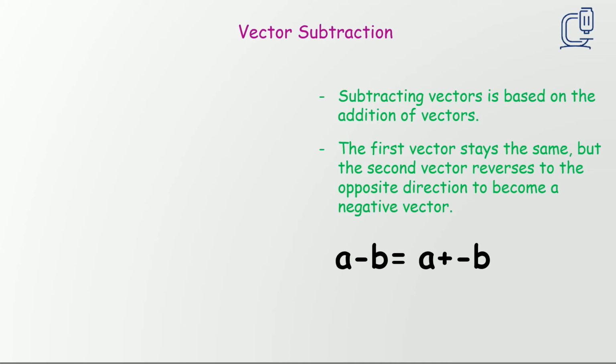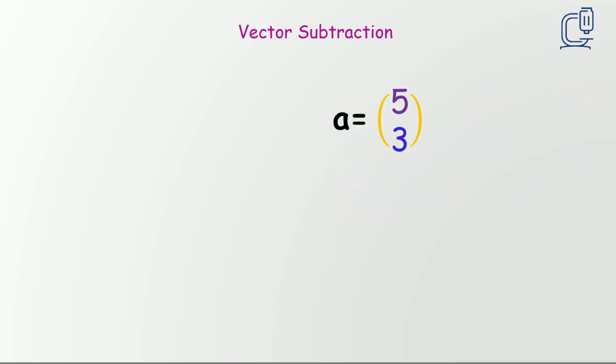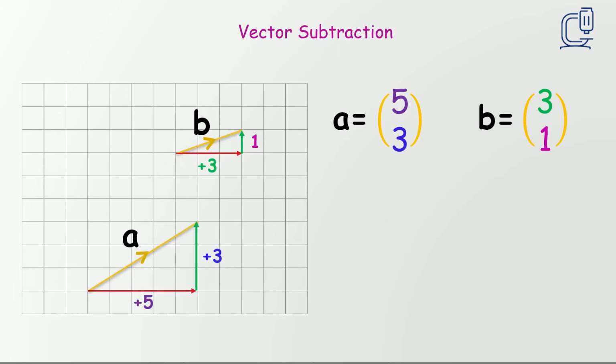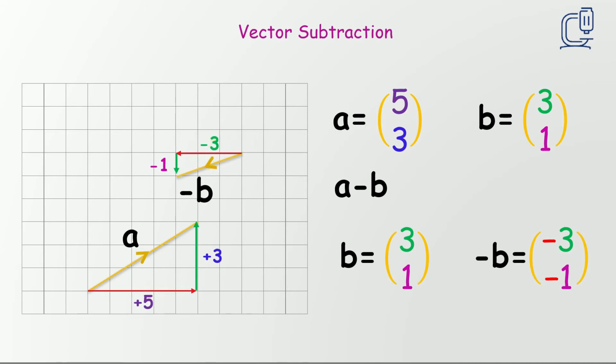Let's look at our example of A is equal to 5 and 3 and B is equal to 3 and 1. Graphically, they can be represented like this. Since we are calculating A minus B, we need the vector minus B. The direction of vector minus B is opposite to the direction of the original vector B, but has the same magnitude. So B is 3 and 1, and minus B will be 3 and minus 1.